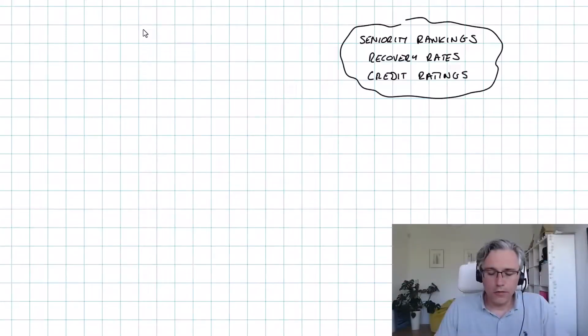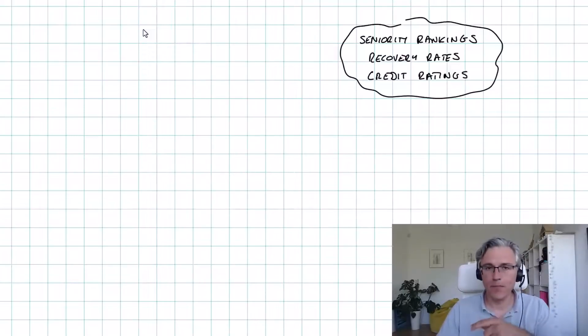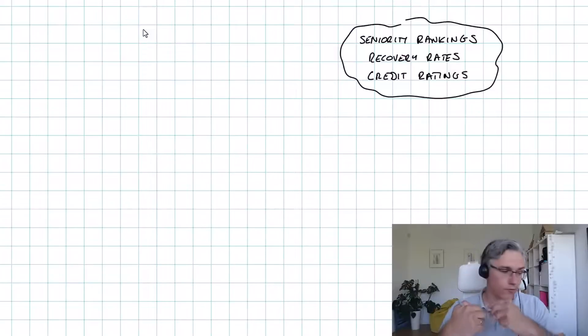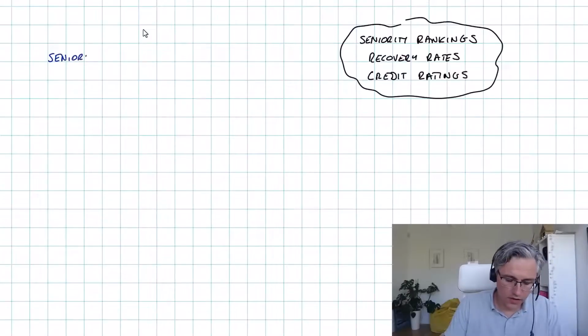Welcome to the final of those videos relating to the analysis of corporate credit risk. We're going to tackle a couple of sundry topics which remain towards the end of the reading, namely seniority rankings, recovery rates, and credit ratings as they are applied to issuers as well as individual issues. Okay, starting off at the top with seniority rankings.